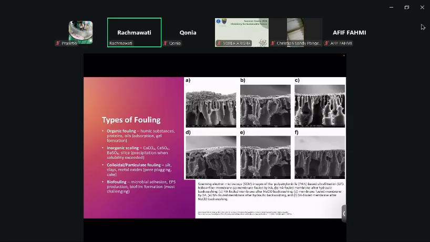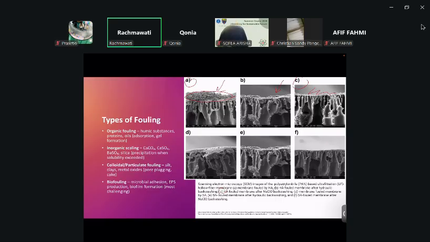So the A here is the membrane fouled due to the humic acid, and then the B is the humic acid on the membrane here. But then after hydraulic backwashing, you apply pressure from the opposite side, because you want to wash the fouling. So now this one here is removed. That's the humic acid removed.